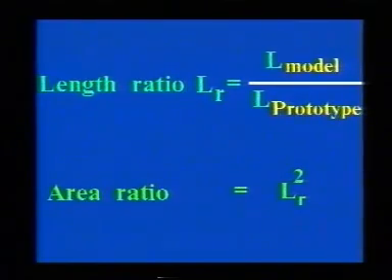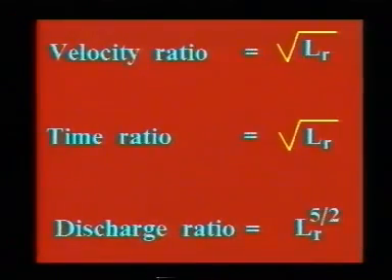Length ratio Lr is equal to length of model divided by the corresponding length in the prototype. Area ratio is equal to Lr square. Velocity ratio is equal to square root of Lr. Time ratio is equal to square root of Lr. Discharge ratio is equal to Lr to the power 5 by 2.